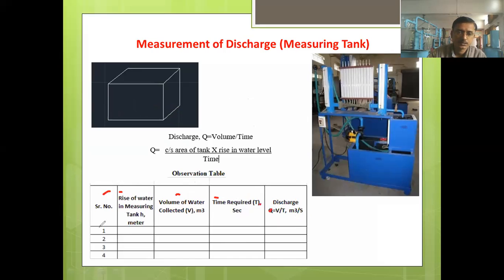5 columns table तयार करा. आणि त्या ठिकाणी रोज आहेत 5. 1, 2, 3, 4, 5. 5 rows, 5 columns. Make their serial number. First row, first column serial number, second column rise of water in measuring tank, h meter, volume of water collected, V meter cube, time required in seconds, discharge V upon T meter cube per second.